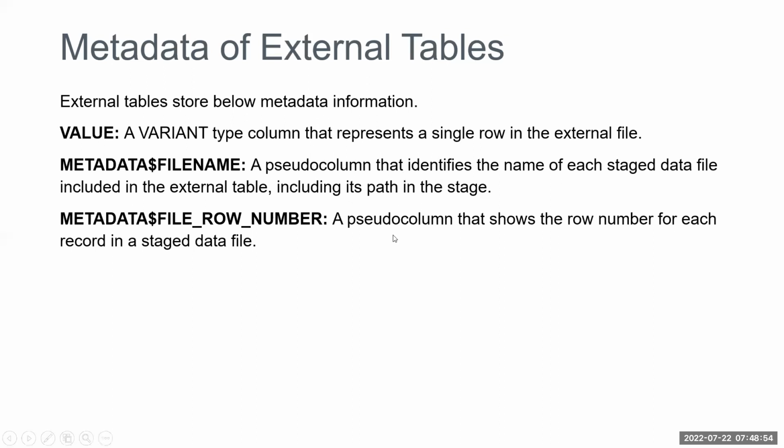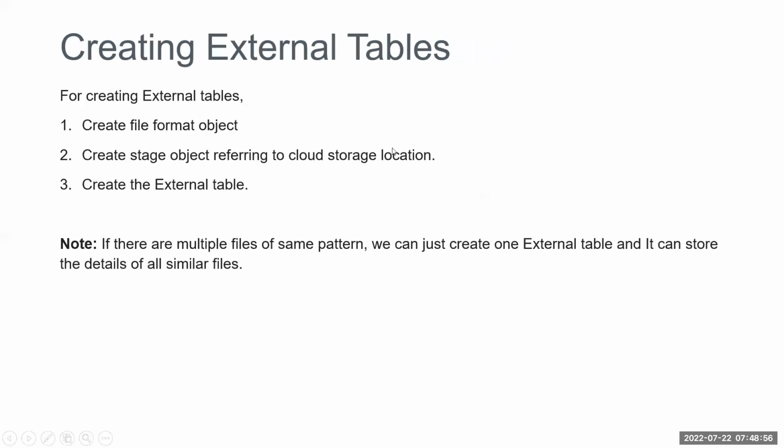So now, how to create an external table. There are some steps to create an external table. First of all, there should be a storage integration object created. That is mandatory, right? The storage integration between your external storage provider and Snowflake. After that, you have to create a file format object. This is not mandatory, but this is the best practice. And then create a stage object referring to that cloud storage location. Okay, we did this already.